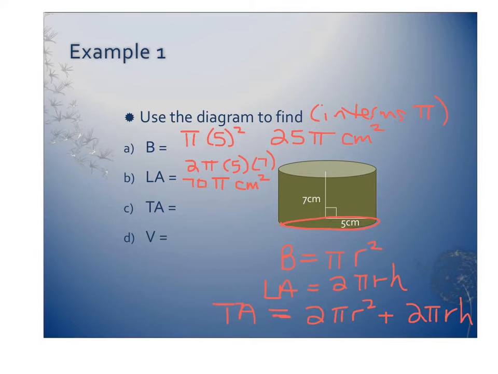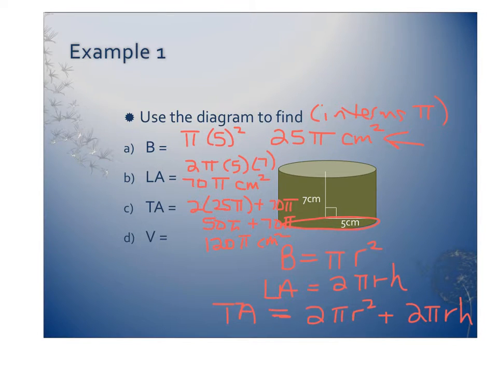So I'm going to take what I got here in part A and multiply it by 2. So 2 times 25 pi plus the 70 pi. 2 times 25 pi is 50 pi plus 70 pi. And I could treat that pi as almost like a variable. So 50 plus 70 is 120 pi centimeters squared.